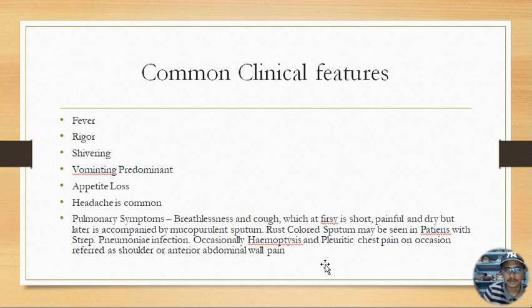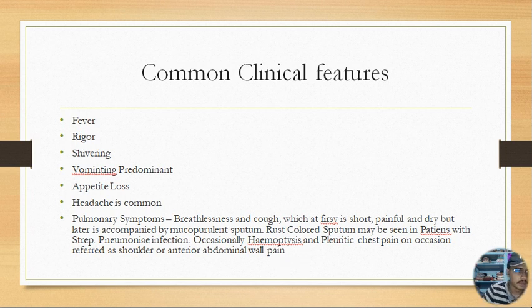The cough at first is characteristically short, painful, and dry. But at a later stage, it will be accompanied by expectoration of mucopurulent sputum. The sputum may be rust colored with Streptococcus pneumoniae infection. Occasionally there will be hemoptysis and pleuritic chest pain. The patient will refer to this pleuritic chest pain as shoulder pain or anterior abdominal wall chest pain.